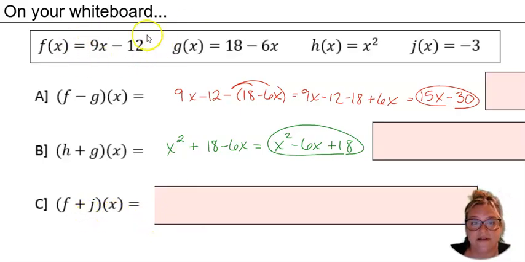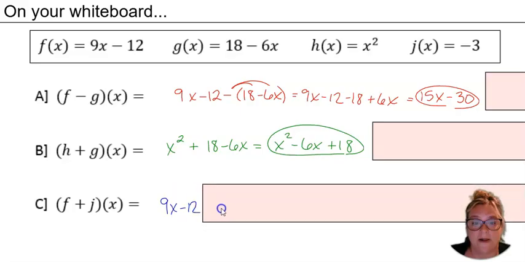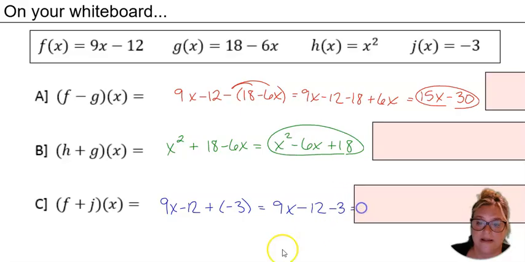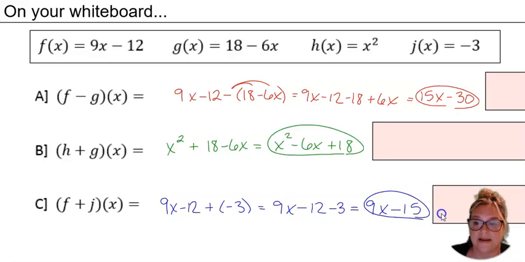Okay, in C, we have f plus j of x. The function f is 9x minus 12. Okay, and then to that, we're going to add the function j, which is this constant of -3. And when we combine these like terms, we have a -12 minus 3, which is -15. So 9x minus 15 is the answer to C.